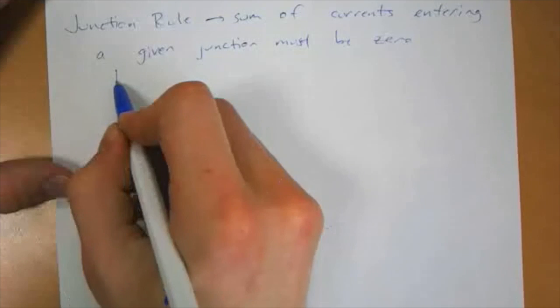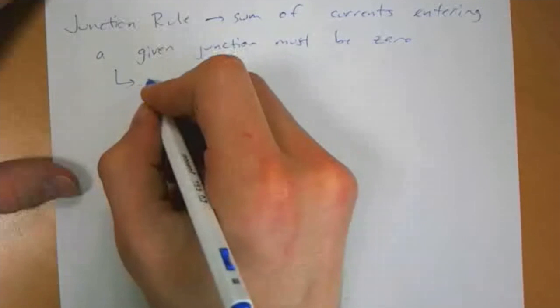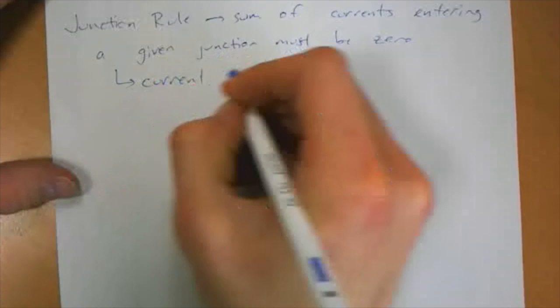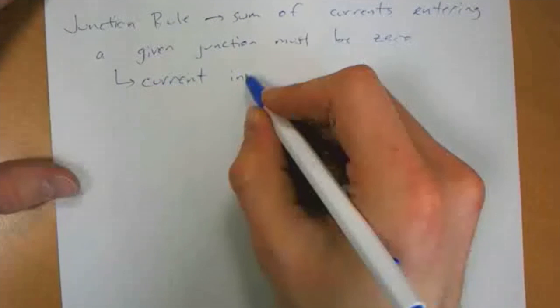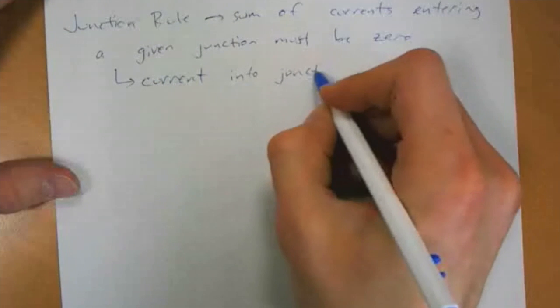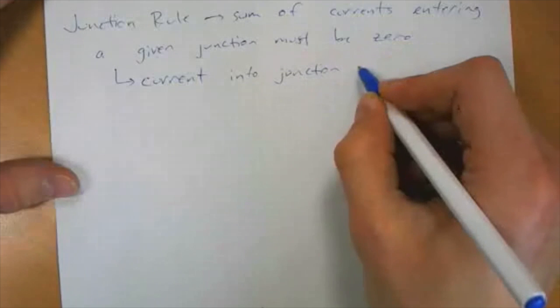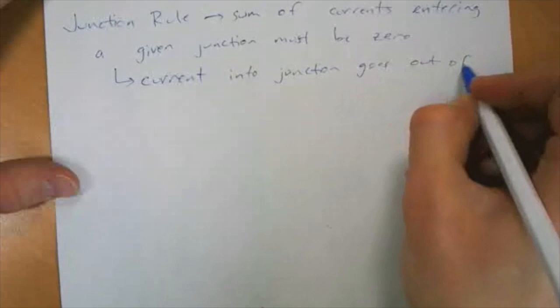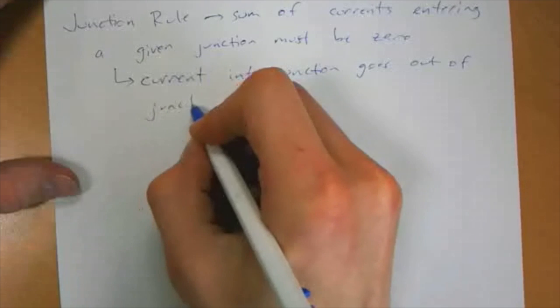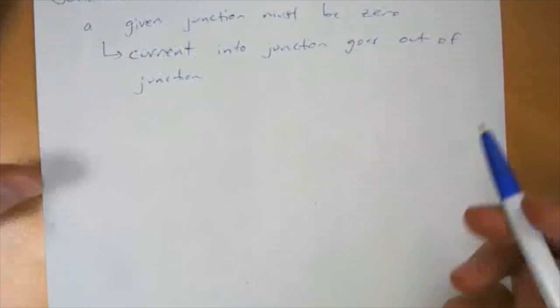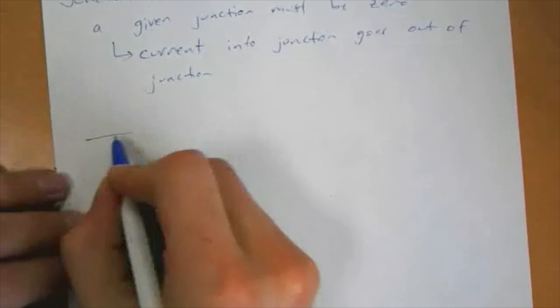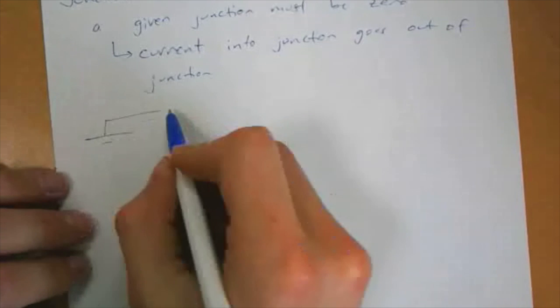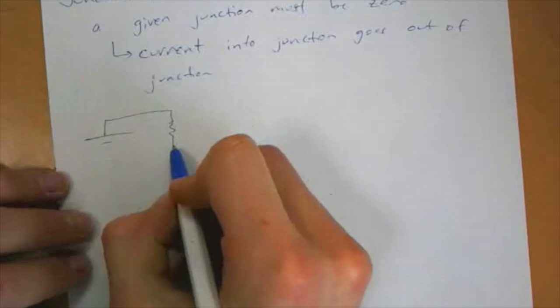Or another way of saying it would be that the current going into the junction flows or goes out of the junction. Okay, let me show you what I mean by this. So we've got a circuit. We'll just make a simple parallel circuit here.